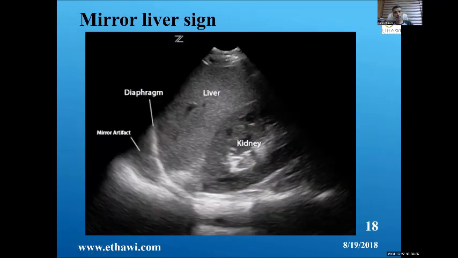And also we can see a mirror image sign. Whenever we see a mirror image, that means there is air. So you can see the liver here, you can see the diaphragm, and then you can see a mirror image of the liver on the lung side. Whenever there is a mirror image, a reflection of the liver, that means there is air.